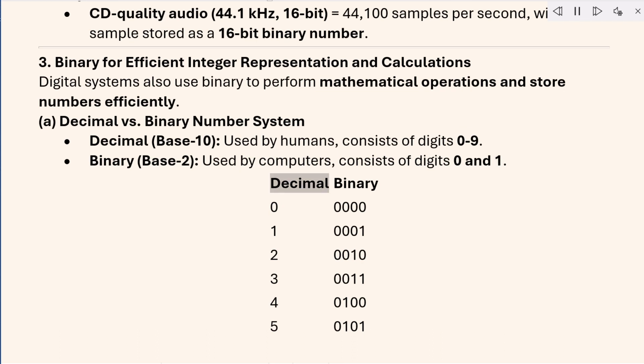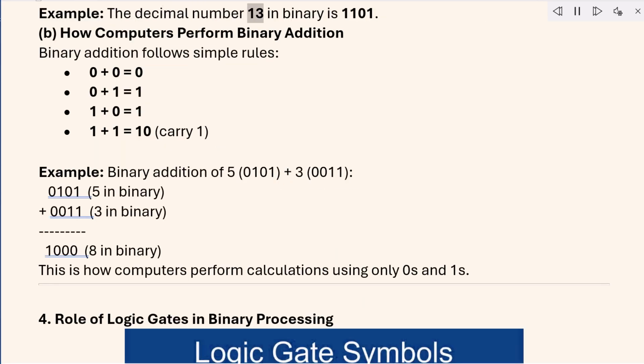Decimal, Binary. 0, 0000. 1, 0001. 2, 0010. 3, 0011. 4, 0100. 5, 0101. Example, the decimal number 13 in binary is 1101.